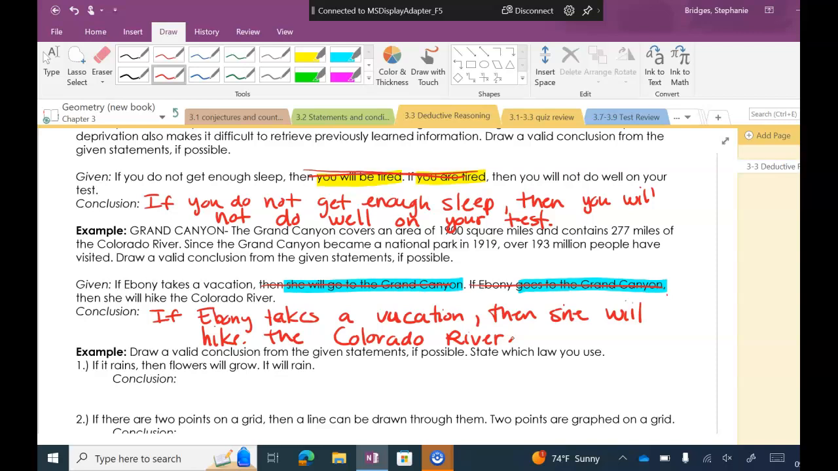In order to make a valid conclusion, they have to have restated the hypothesis. My hypothesis says if it rains. Did they restate that? Okay, they said it will rain, so what can you tell me as your valid conclusion? The flowers will grow, yes.